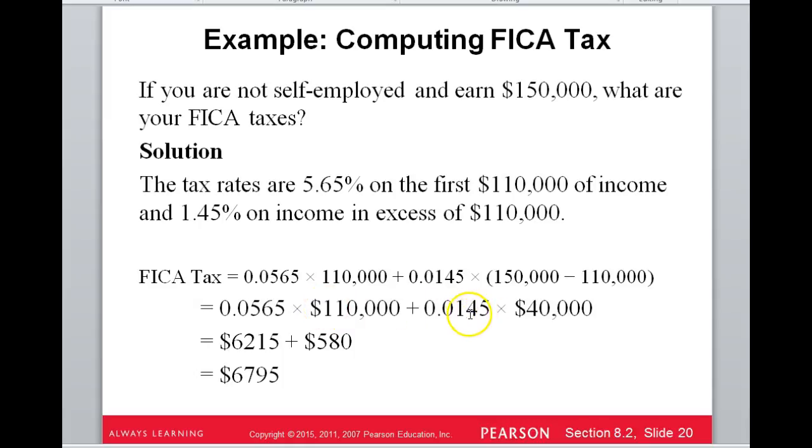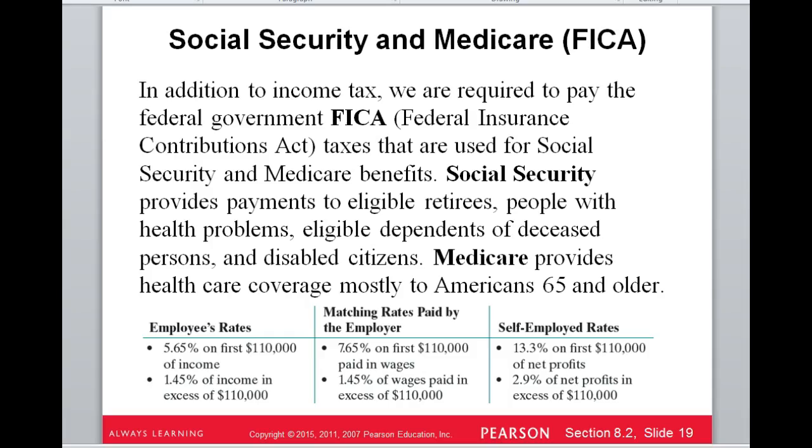So the 0.0145, because we're going to write these as decimals. Remember, two places to the left when we change these percents to decimals, and then multiplying those out, this is the 6215, this multiplies to the 580, adding those two together, that gives me my FICA tax calculation. Okay, so just like with the income tax, we need to break it apart if we go beyond that first amount with our income.